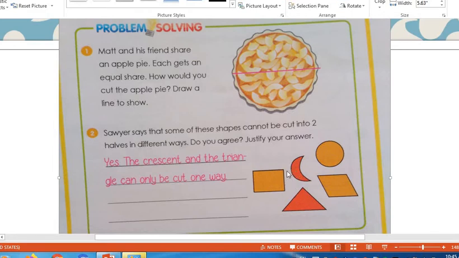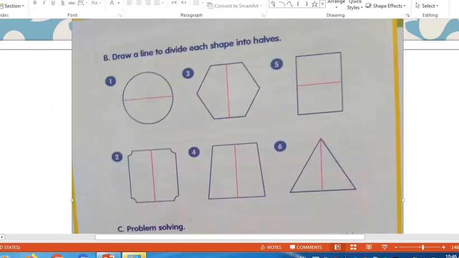Of course horizontally, from the middle here. And the triangle can be cut only what? Vertically, from this point to this point. Okay, going to your practice book, draw a line, divide each shape into halves.